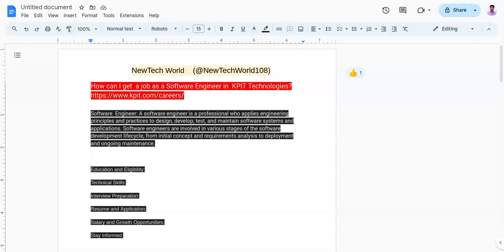A software engineer is a professional who applies engineering principles and practices to design, develop, test, and maintain software systems and applications. Software engineers are involved in various stages of the software development lifecycle, from initial concepts and requirement analysis to deployment and ongoing maintenance.